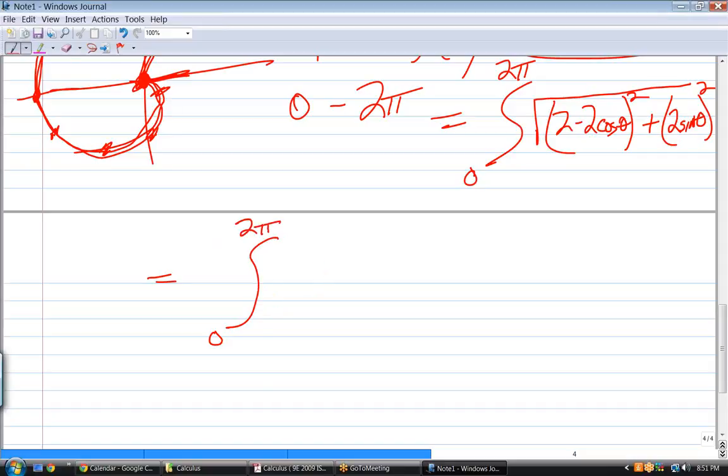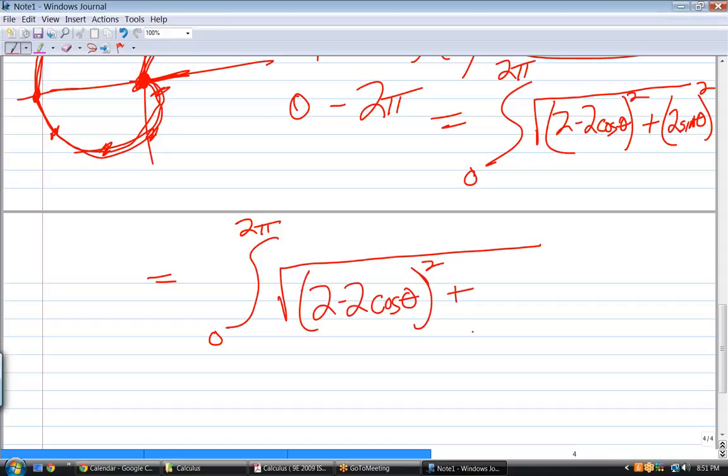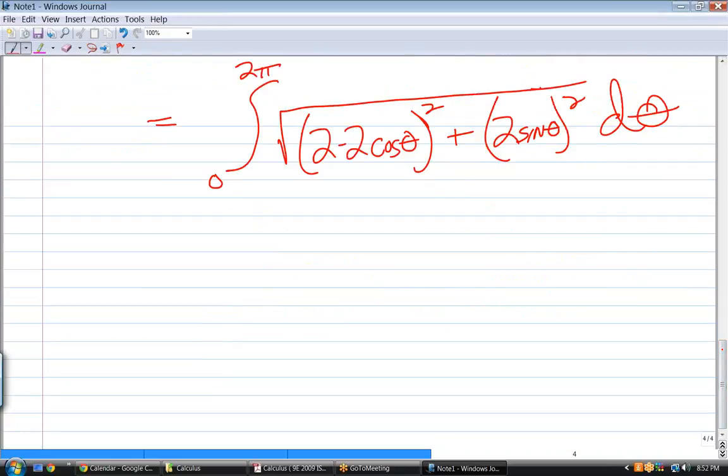Well, the formula for arc length is the integral of the square root of r squared, well, this is r, plus r prime squared, well, this is r prime, all d theta. So that's going to be the length of that cardioid. This is one that actually they've picked something that can be done without too much difficulty.